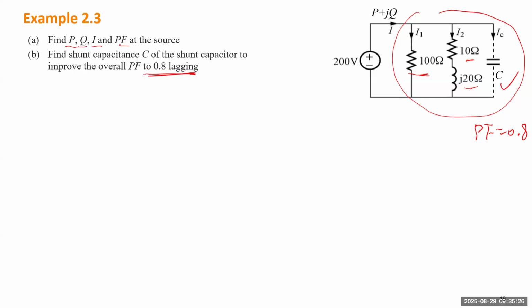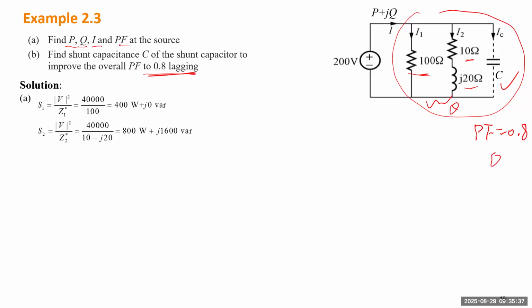So you can imagine without adding this capacitor, there's a theta, which is the power factor angle. But adding this capacitor, the overall load will have a new theta. We call it theta prime. So let's see how we are going to address this problem.